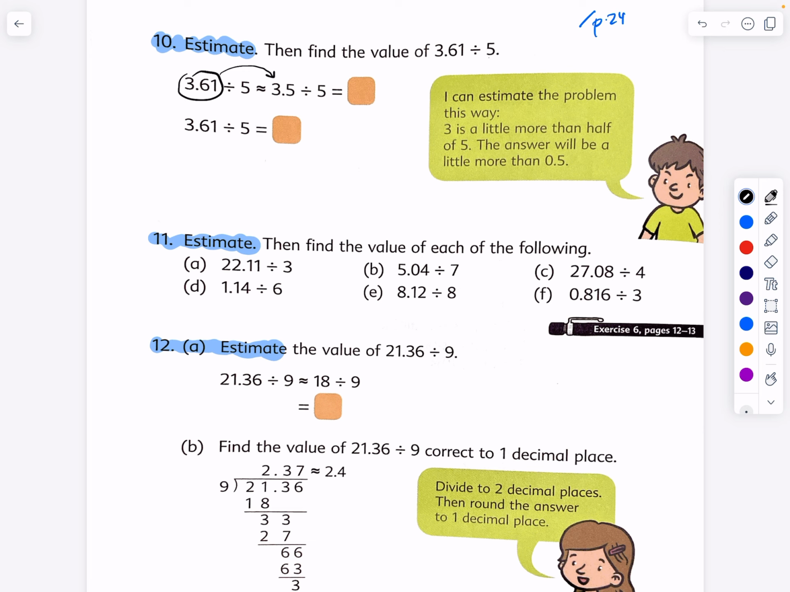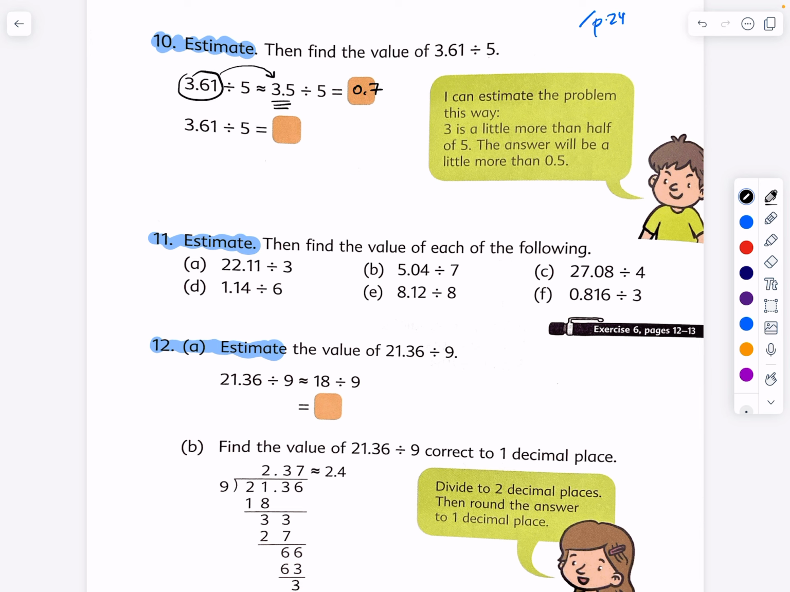3.5 is divisible by 5. 3.5 is very close to 3.61. Again, notice we're not rounding to 4. We're not rounding to 3. We're rounding to the closest division fact. 3.5 divided by 5 is 0.7.